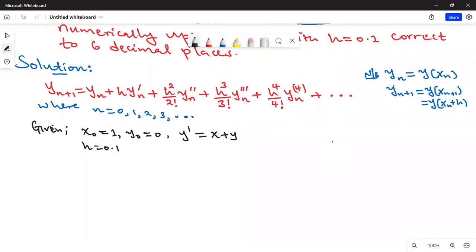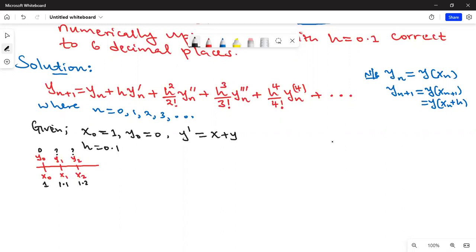So we have something like this. Let me draw it here. Here we have x_0, x_1, x_2. Here we'll have y_0, y_1, y_2. What is the value of x_0? It is 1. The step size is 0.1, so we go to 1.1. Then we go to 1.2. So we want to go up to 1.2. I know the value of y_0 to be 0. I don't know y_1. Neither do we know y_2. So we need to find y_1 and y_2.